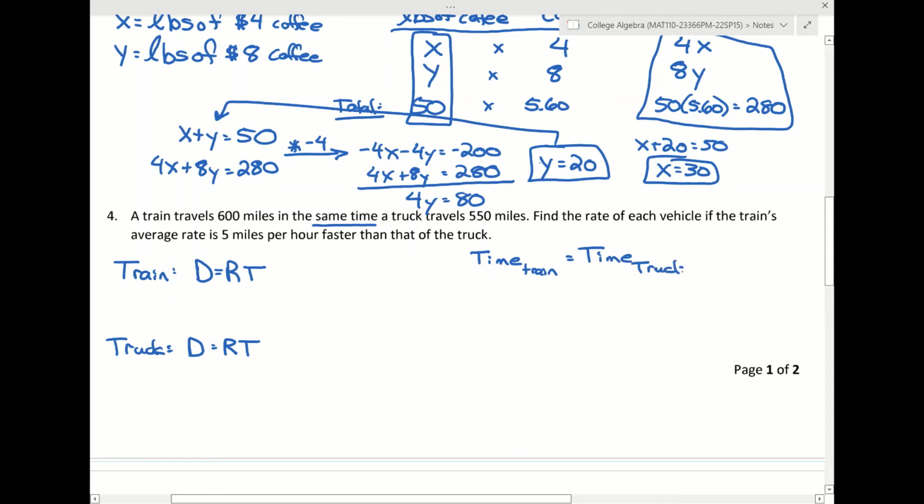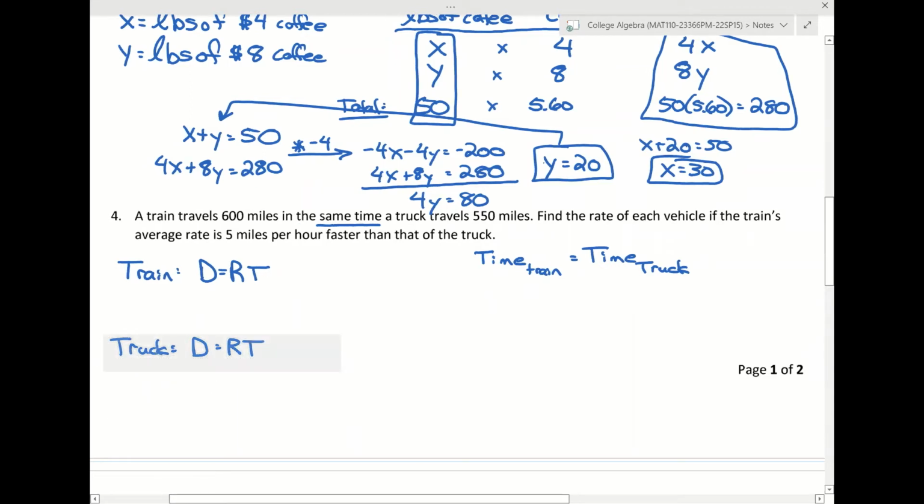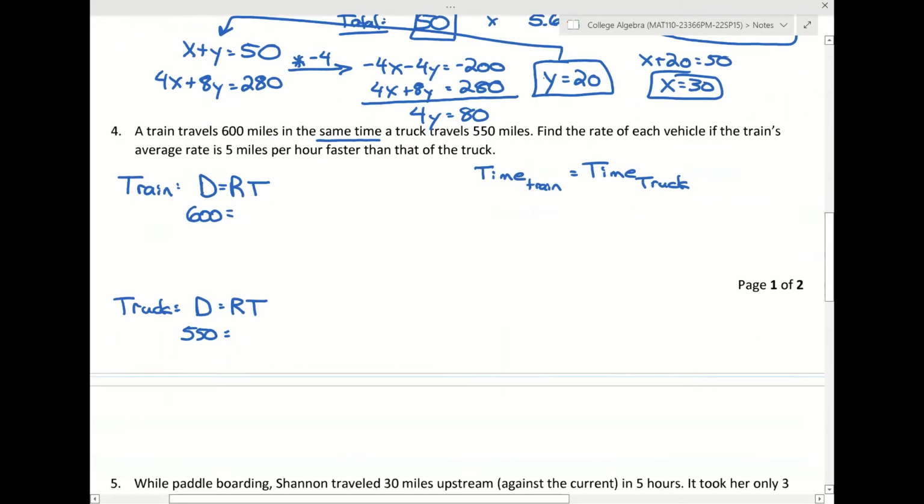So this is just how we're getting started. We have to get it organized. If it's telling us the time is the same, eventually we're going to have to solve for time. So the train travels 600 miles in the same time the truck travels 550 miles. So we're just plugging in the right spot.